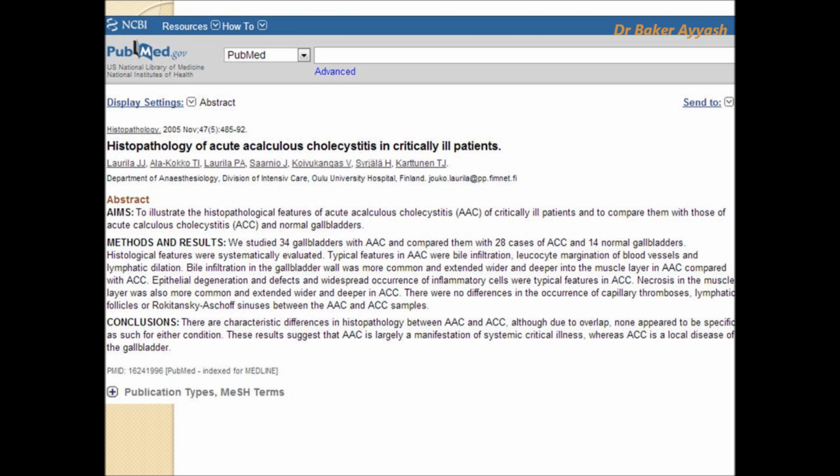Here we have a study which provided excellent histologic data that explains some of the pathology of acute acalculous cholecystitis. They were studying 34 gallbladders with acute acalculous cholecystitis and compared them with 28 cases of acute calculous cholecystitis and 14 normal gallbladders, and they found the following: acute acalculous cholecystitis is largely a manifestation of systemic critical illness, whereas acute calculous cholecystitis is a local disease of the gallbladder.